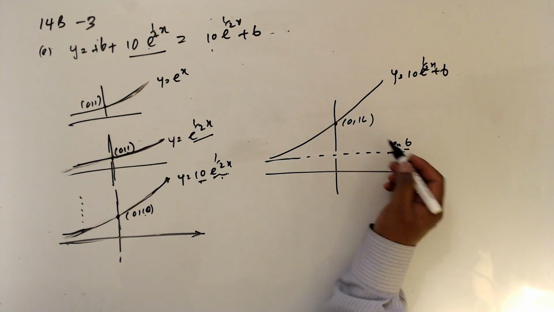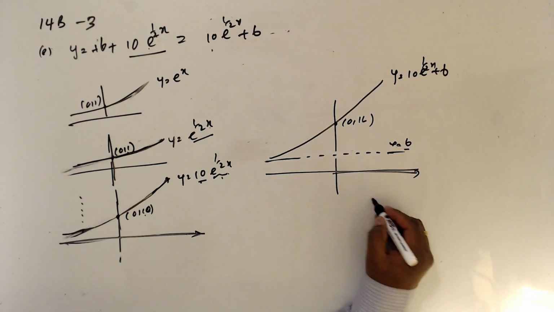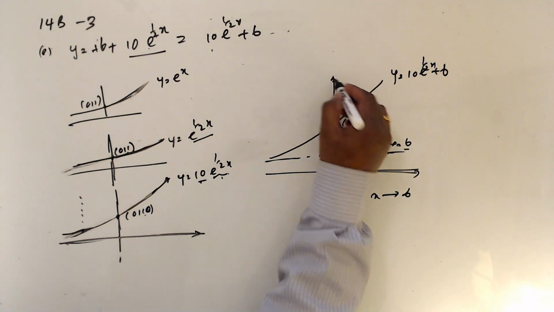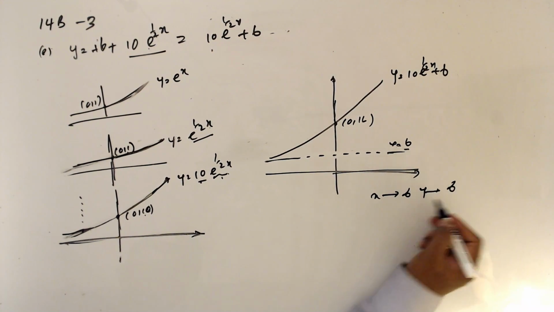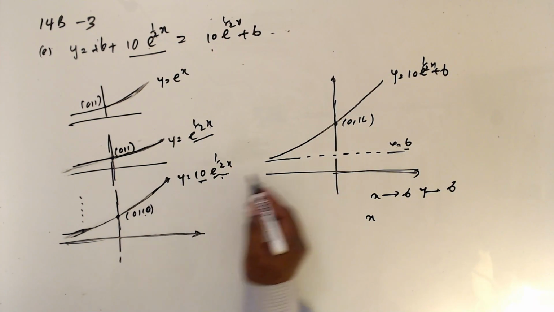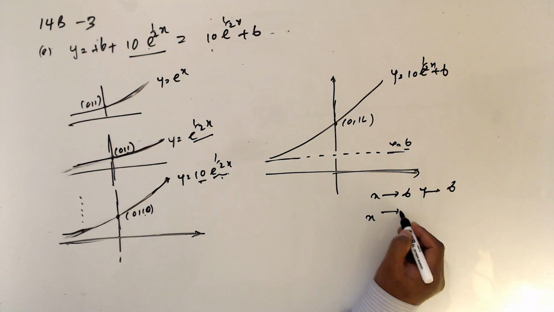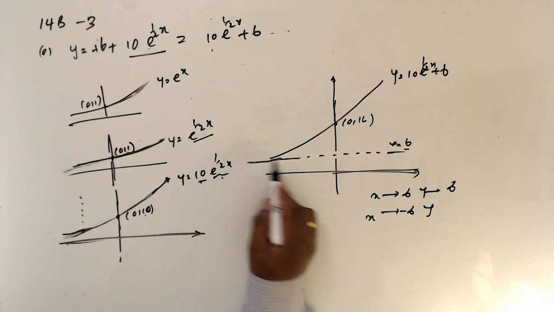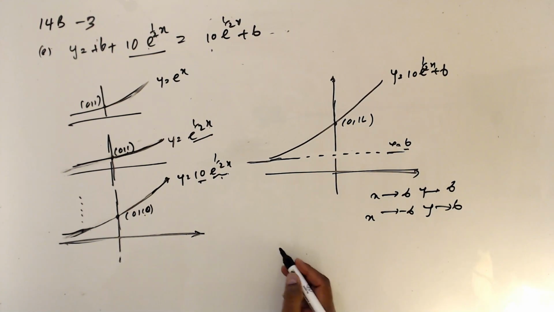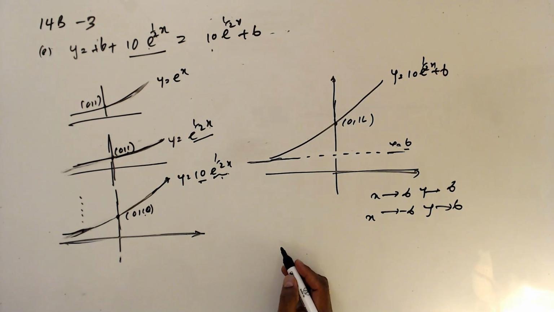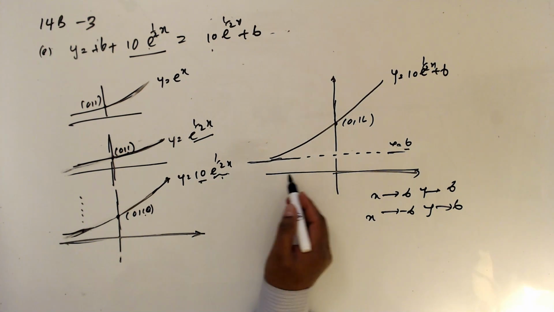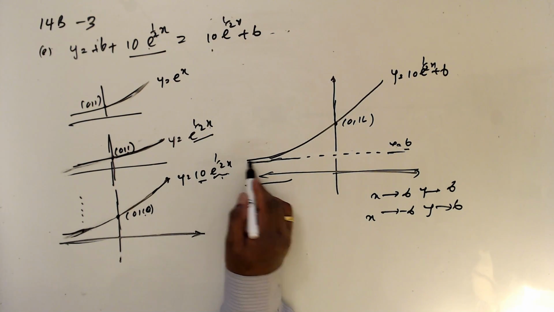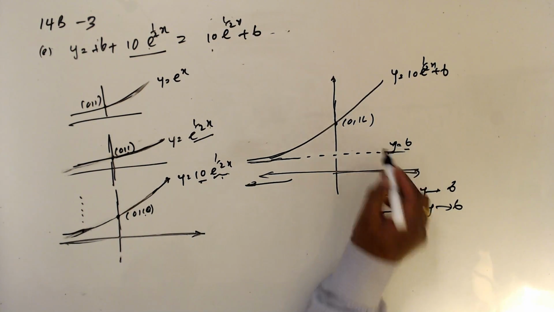Now by looking at this, you can see that when x goes to positive infinity, y goes in this direction, meaning y goes to positive infinity. And when x goes to negative infinity, y comes and touches 6. So when x goes in this negative direction, y comes and touches 6 at infinity, y equals 6.